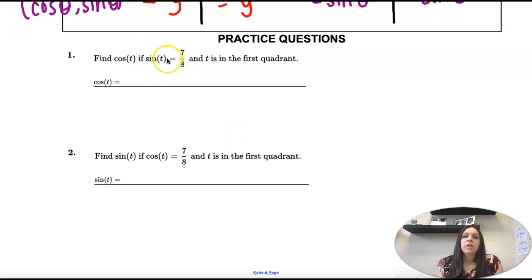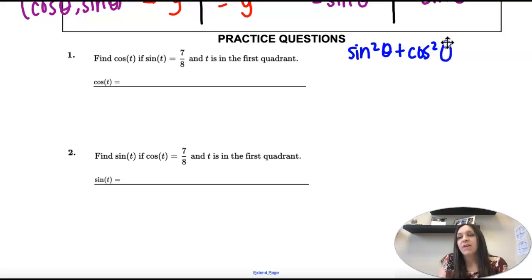So find cosine of t if sine of t is 7 over 8. Before, in Math 2 and earlier in this class, we would have drawn a triangle with the opposite and the hypotenuse labeled, and then we would have to find the adjacent side using the Pythagorean theorem. And that still works, but using the Pythagorean identity is a lot faster, and it doesn't involve drawing out a triangle.